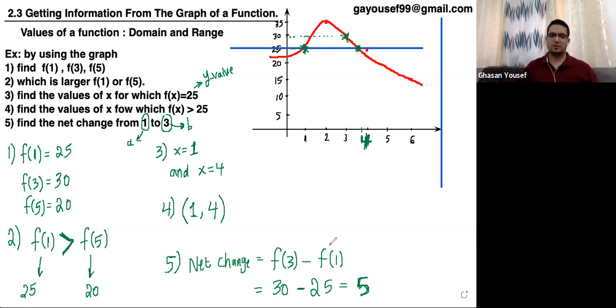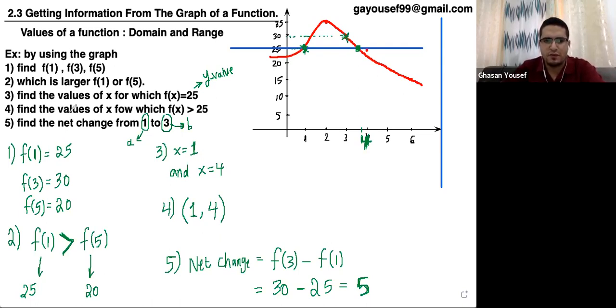Any question for this example? Is it clear? If you have any question, so okay, I'm going to give you more additional questions.